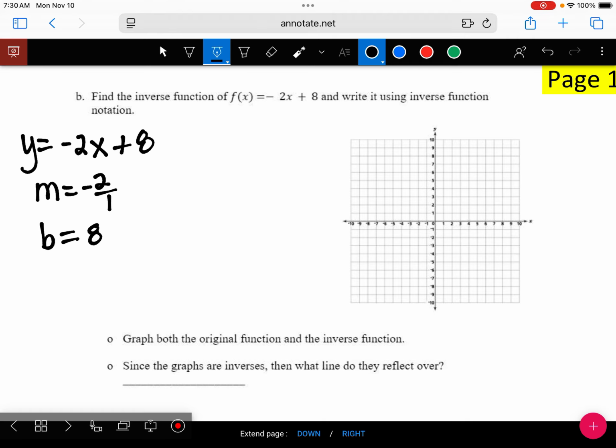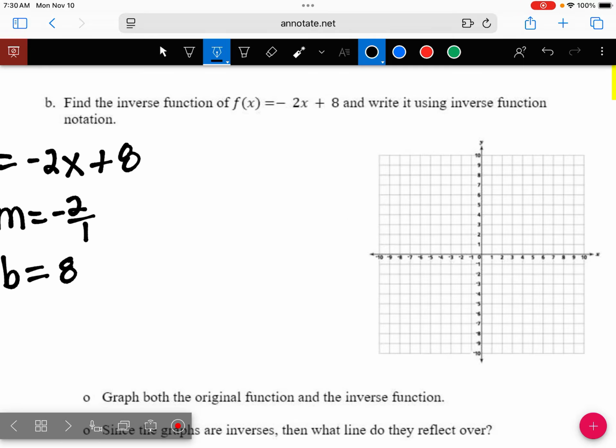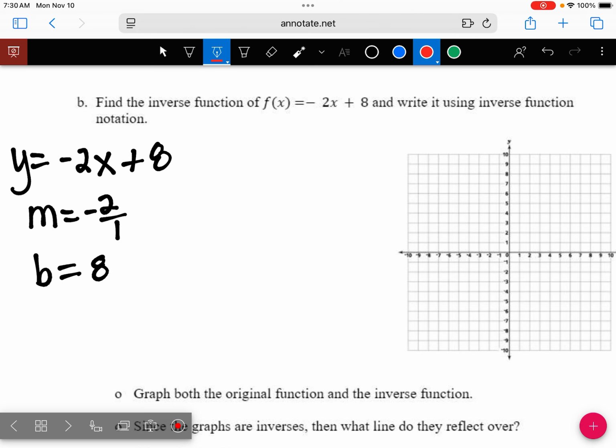So you're going to start by putting a point at 8 on the y-axis. So put a point at 8. This is where you start. This means this is where you start on the y-axis. So this graph on the y-axis is starting at positive 8.